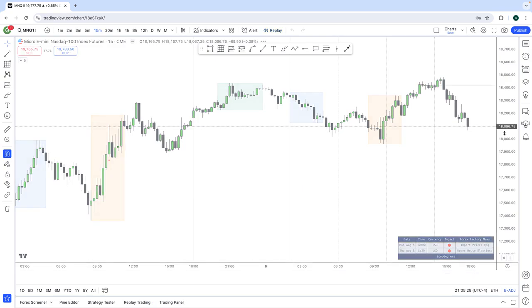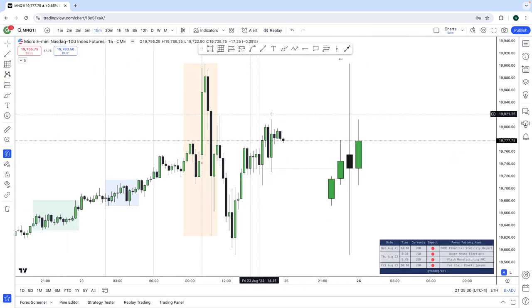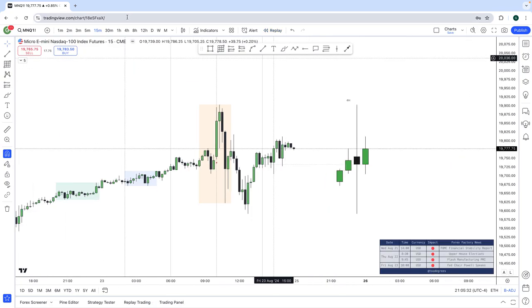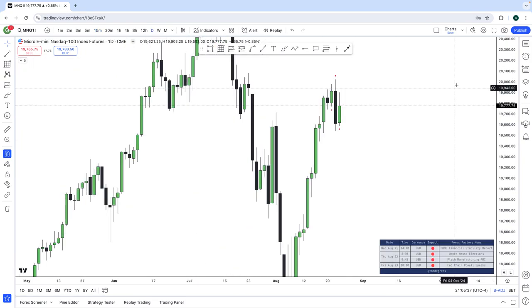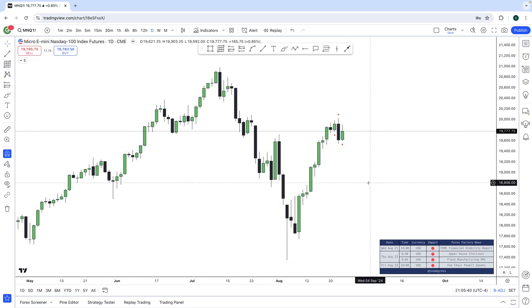Hopefully that made sense. I don't even know what to title this video. It's just a simple little rule that I like to use. Basically, like I said, the logic is I want to see instant displacement after the key level is hit. Okay.